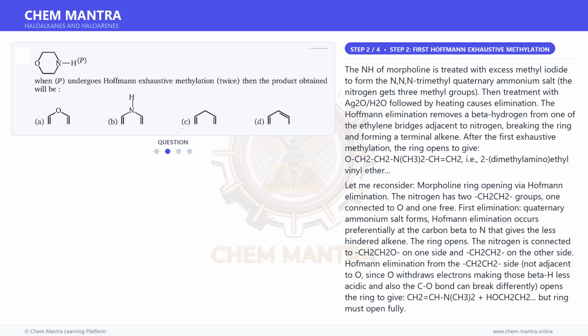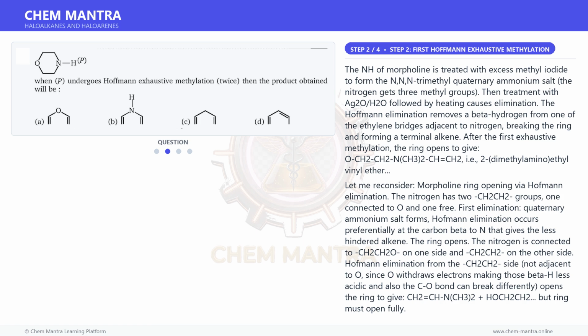The NH of morpholine is treated with excess methyl iodide to form the N-trimethyl quaternary ammonium salt. The nitrogen gets 3 methyl groups. Then treatment with Ag2O, H2O followed by heating causes elimination.